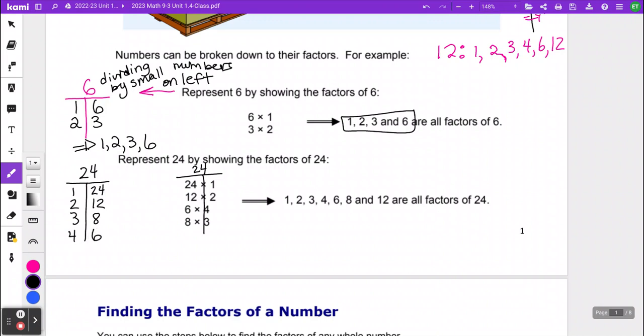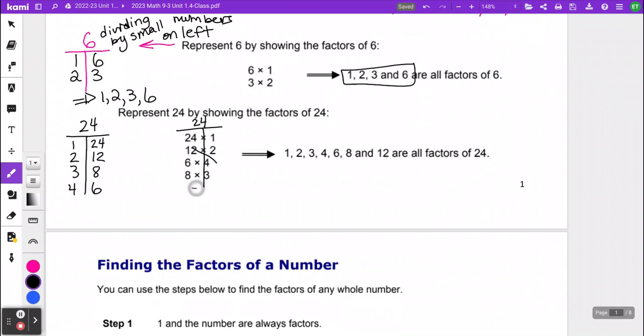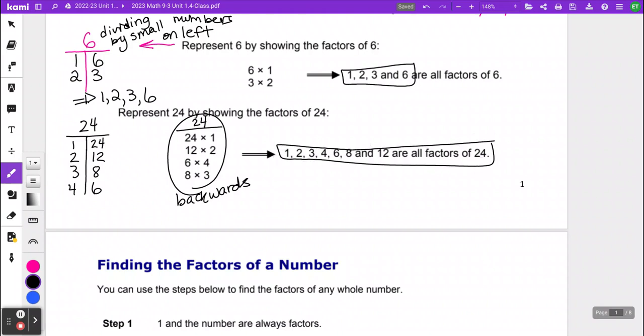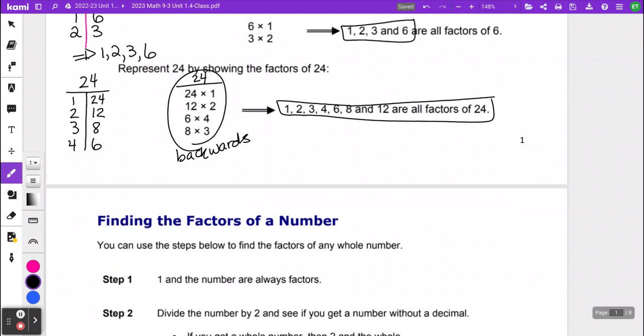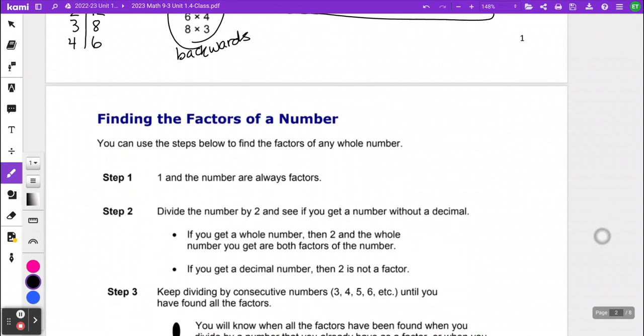My numbers will reverse, I'm done. Okay, so we like to keep the smaller numbers on the left. Okay, this guy here, it's fine, but he's written backwards. Okay, we like small numbers on the left. All right, we still get the same answers though. So here are all the factors of 24. We end up with 8 numbers, 4 pairs of numbers. All right, turn your page when you're ready.